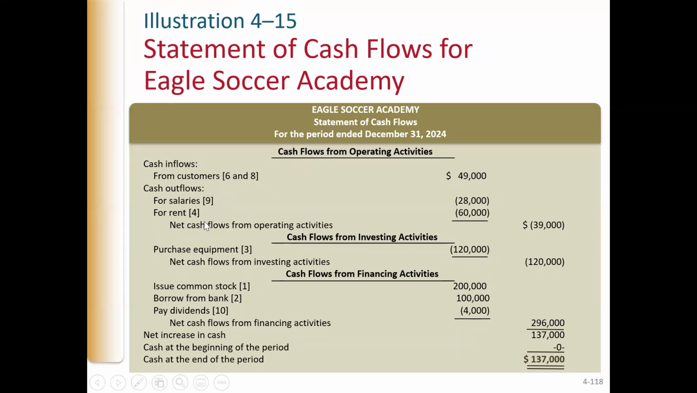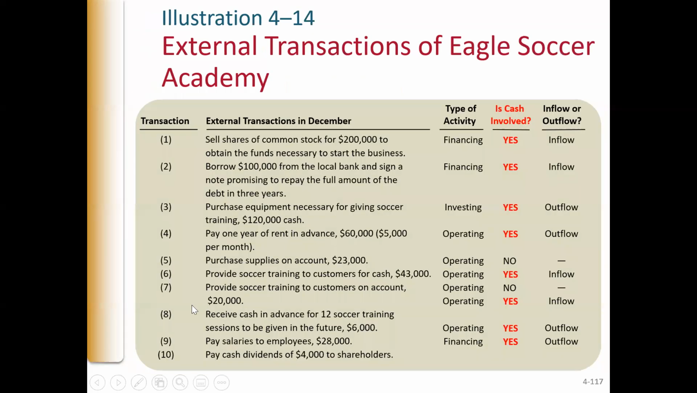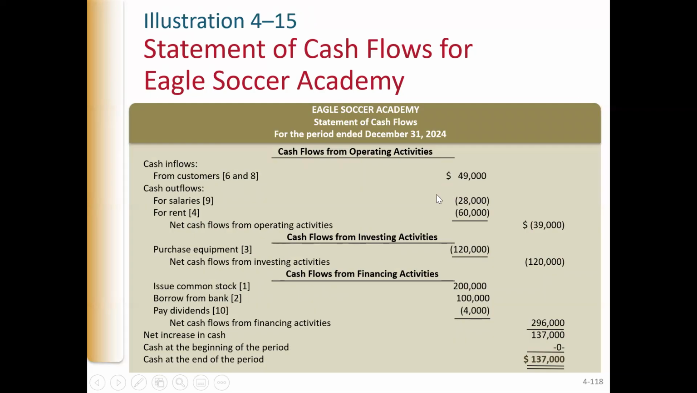The outflows are for salaries and rent. Number 9 and number 4. Paid salaries to employees, 28,000. Paid 1 year rent in advance, 60,000. You see how those go in here? To get net cash flows from operating activities.